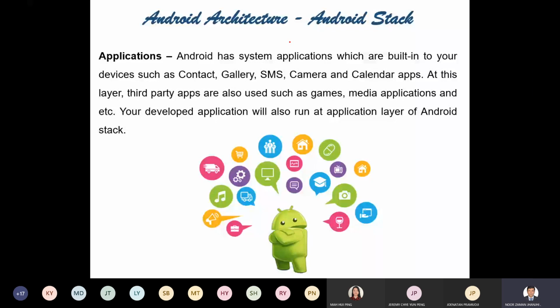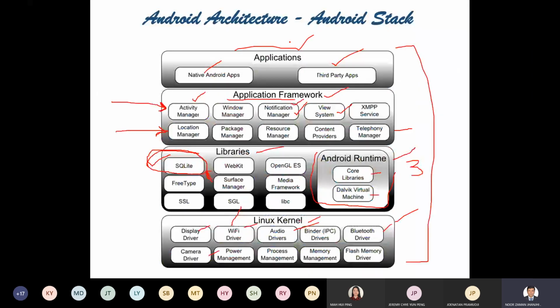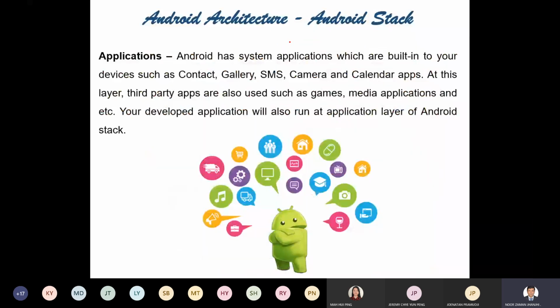So in simple words, any application we have, either native or third-party, will run at the application layer. That is the most important point we are trying to summarize from this first layer. So now we understand that the first layer, the application layer, is responsible for running all of the applications, either native or third-party. They will run at the top layer of the Android architecture.